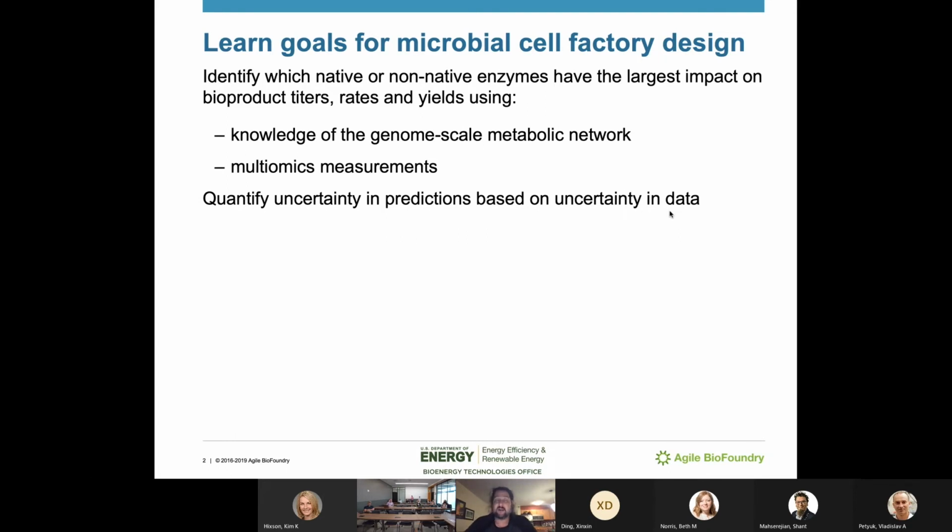But just to recap, the goal for microbial cell factory design is to identify what native or non-native enzymes have the largest impact on titers, rates, and yields. And we're just using knowledge of the genome scale metabolic network and multiomics measurements, and we want to quantify uncertainty in our predictions based on uncertainty in the data.